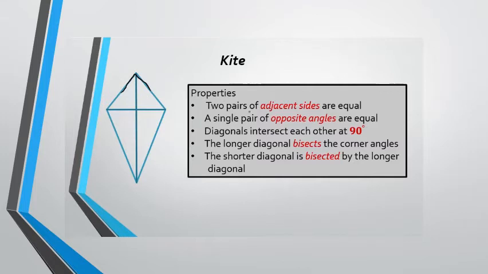They are equal, two pairs. So for the top pair, I can say that that side and that side will have equal lengths. The second pair is the bottom adjacent sides, so that side and that side will also be equal in length. The next property: a single pair of opposite angles. Opposite angles means they're opposite each other. That means this angle must be equal to that angle down there. And that's another property of the kite.